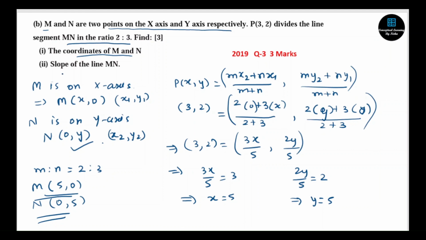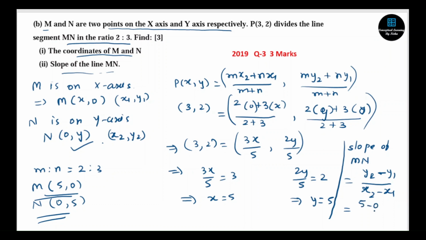Now we have to find the slope of the line MN. We have 2 points and we can find the slope. So let me find it quickly. So slope of MN is equals to y2 minus y1 upon x2 minus x1, right? As I said, 2 chapters are combined here in this question. So don't get confused. Now I'll write 5 minus 0 upon 0 minus 5. And when I simplify that, I'll get slope equals to minus 1.